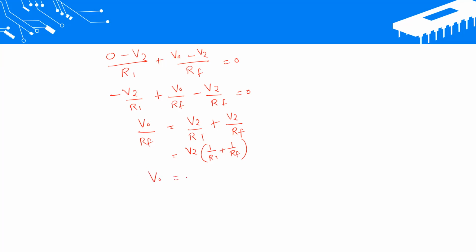Now V naught equals V2. So we can simplify like this: 1 plus RF divided by R1 will come finally. If you solve this, if you take LCM, that RF will be cut off, then V naught we will be getting like this.